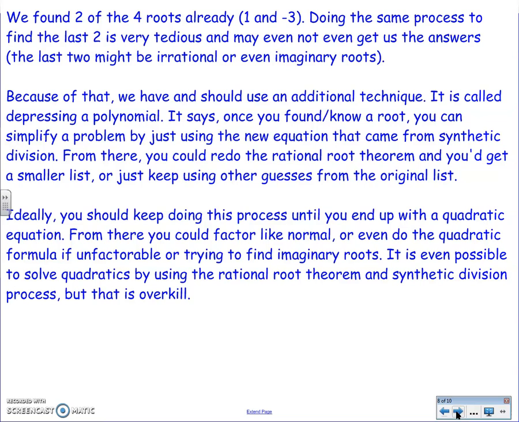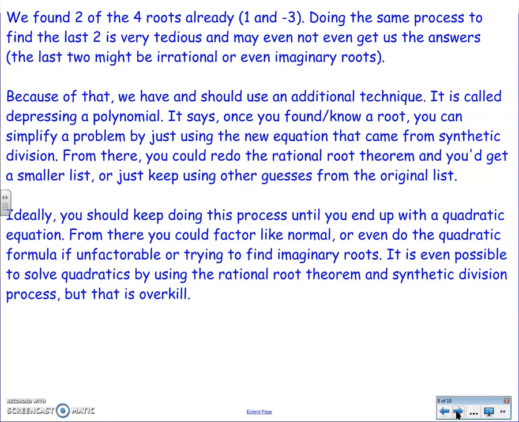From there, you could redo the rational root theorem list, and you actually get a smarter list, or just keep using the original list and keep going from guesses. But the synthetic division will be much easier because the numbers are smaller and there's less to go through. Now, you'd ideally do this process until you end up with a quadratic. Once you have a quadratic, you factor like normal because those are easy. Just do guess and check, do difference of squares. Now, if it's unfactorable, do the quadratic formula because that's for irrational answers or even imaginary answers.